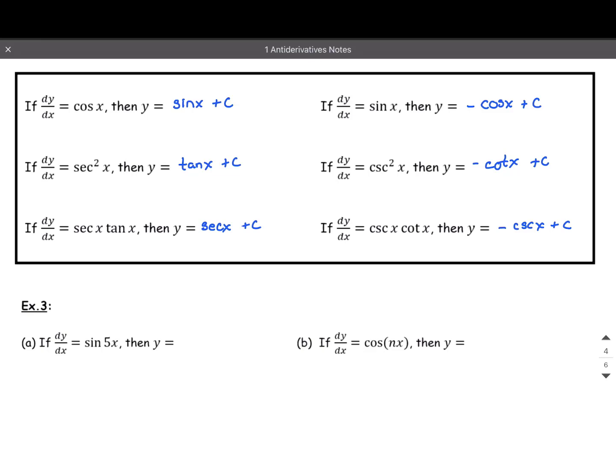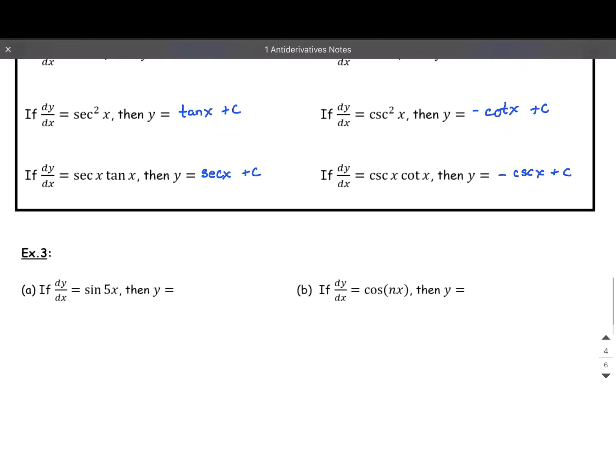Now I know you're looking at this and going, oh my goodness, Mrs. Williams just gave us 6 more rules to memorize. No, they're the same as the derivative rules you already know. It's just going backwards. They're the same rules. Please do not panic, okay?